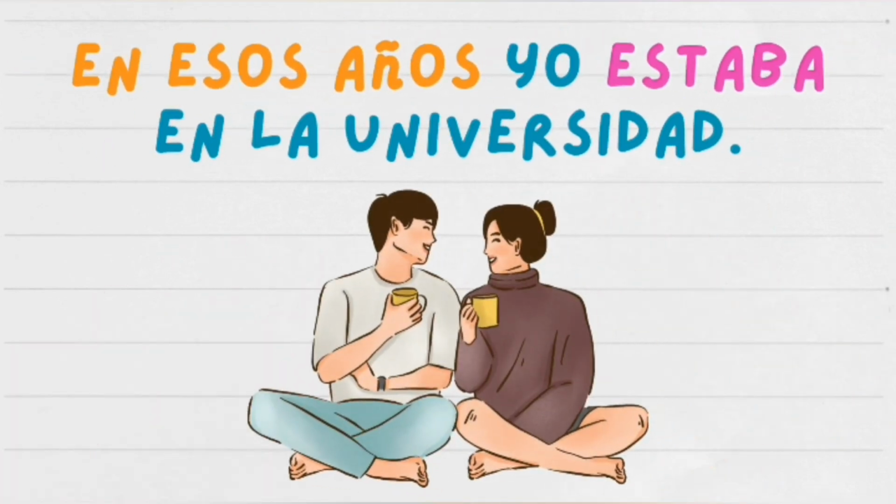Now we have this sentence. In those years, which means en esos años, in those years, en esos años, I was, verb in the imperfect past, yo estaba, I was, in college, en la universidad. Okay, so to say, in those years, I was in college, you have to say in Spanish, en esos años, yo estaba en la universidad.